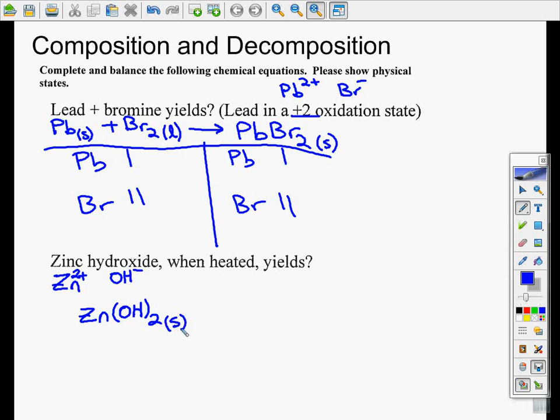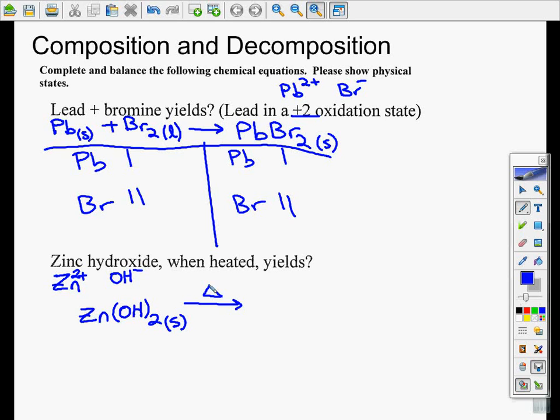It's a solid. When heated, how do we show heat? We put the delta sign over the arrow. So that's going to be heated. You have to include that. Yields. Now we start out with a compound, really not a lot to combine with. And since we're adding the heat, this will be a decomposition reaction. You should be able to recognize that.